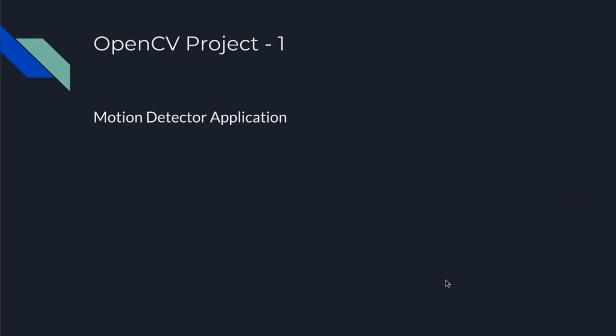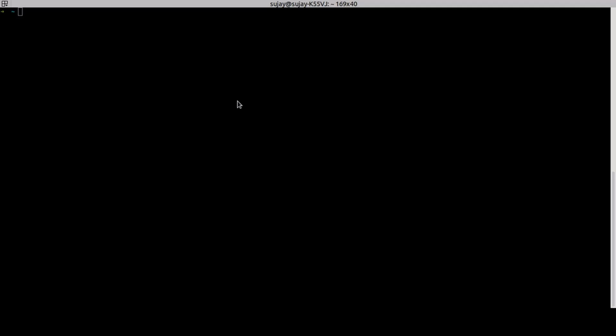In this video, we will be starting off with our first OpenCV project, that is the motion detector application. So in this project, we will be building a motion detector application that basically detects any motion that occurs in our input video. So before we begin, we have already set up our environment. So let us go to our environment and see how we have set it up.